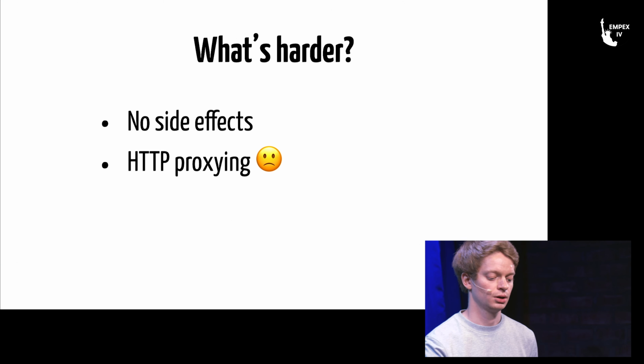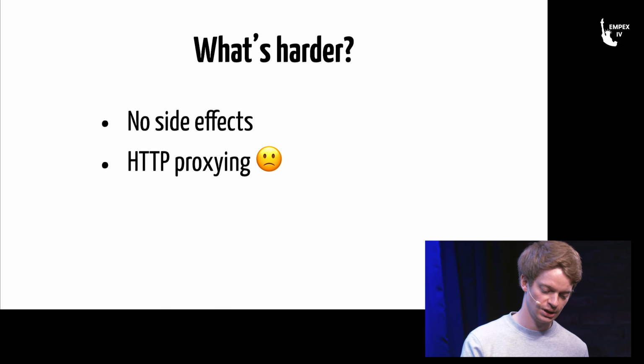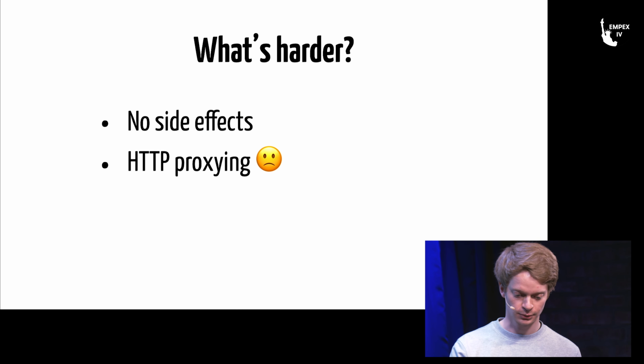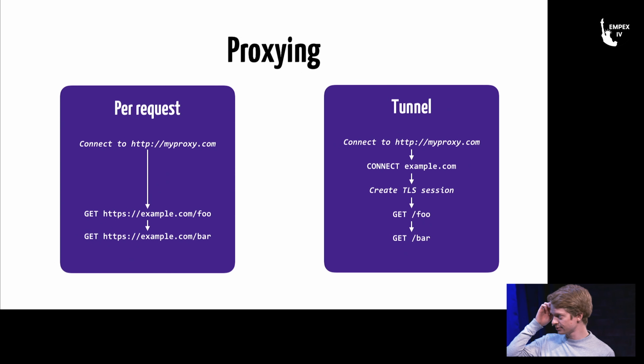So one of the other difficult problems as the implementers of the libraries was to do HTTP proxying. To explain it, let's first look at different ways of doing HTTP proxying. The first way is that you can do proxying per request. You connect to the proxy server, and for each request to the proxy server, you give the full URL to the end server that you want to send a request to.